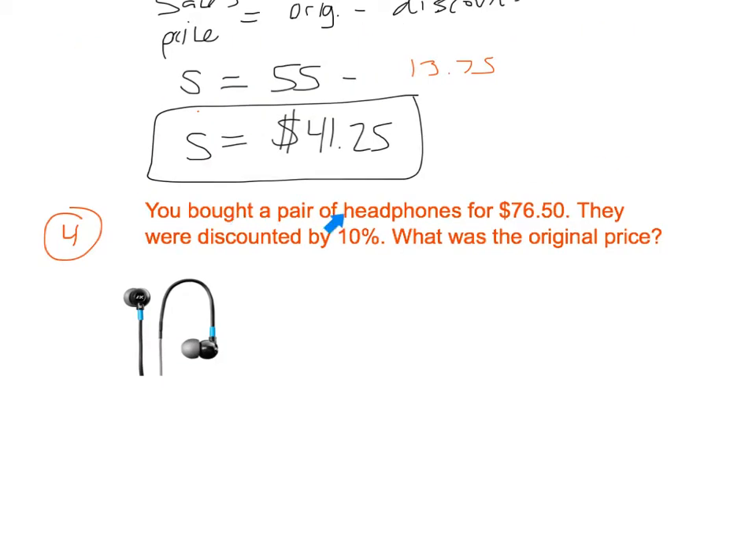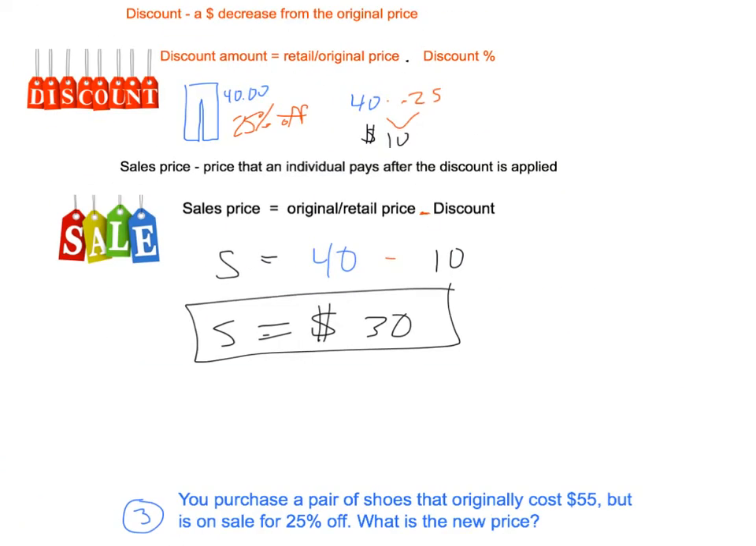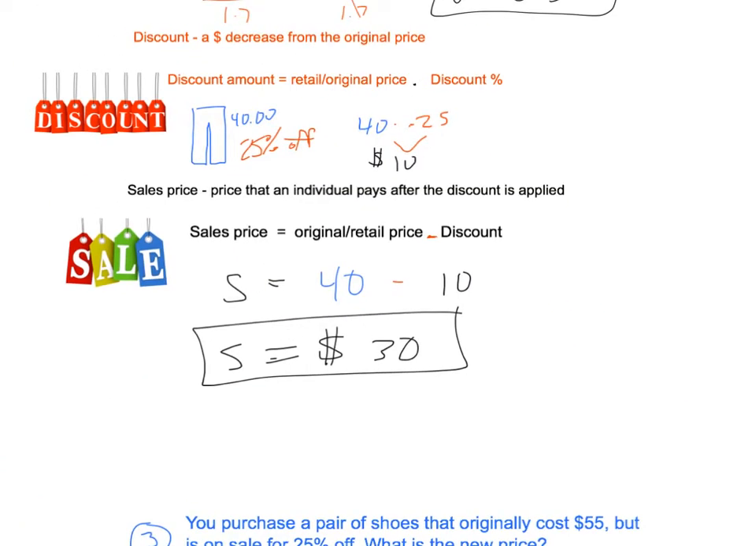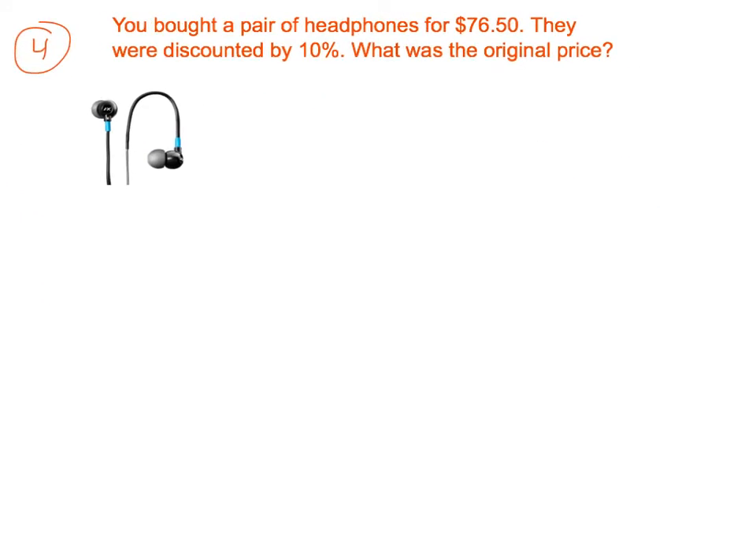Well, we were given $76.50. They were discounted by 10%. So we have a sales price. We have a discount amount. All right, so which one of these do you think we should probably use? Oh, I don't know. Probably might need to use both. But let's start with sales price is equal to the original minus the discount. Let's just see what happens there. Okay, so sales price equals original minus the discount.